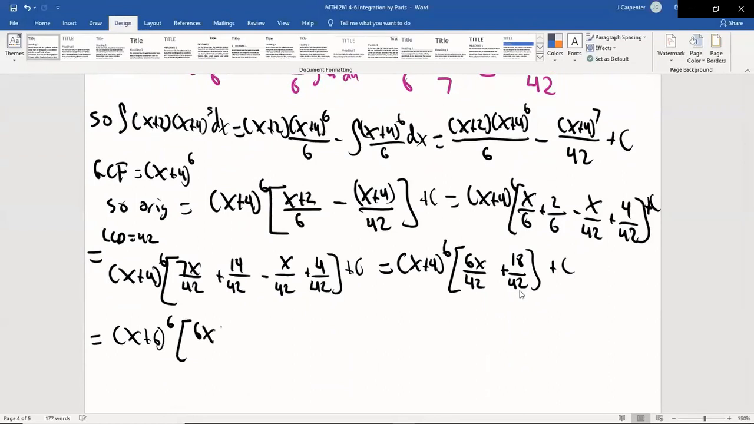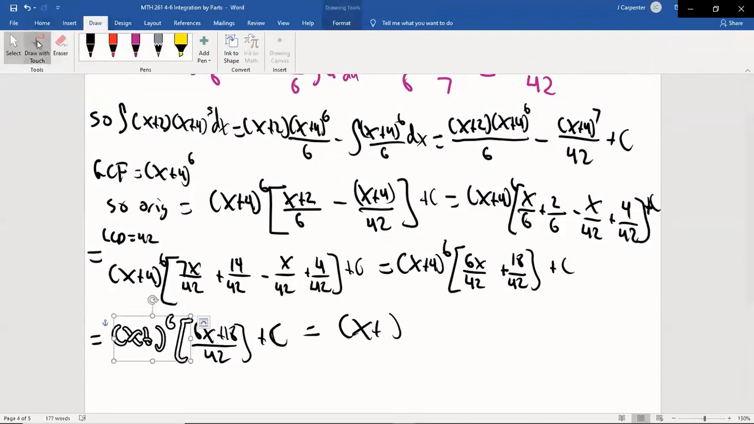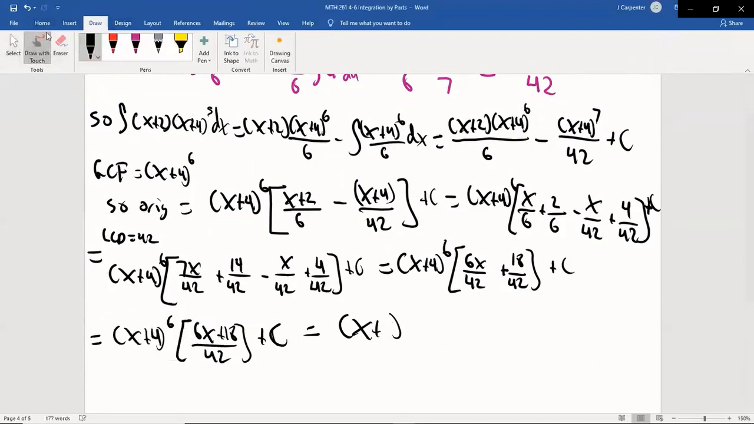So again, what I'm trying to say here is 6x plus 18 all over the 42, and then reduce as much as possible. C, final answer coming up, x plus 6, x plus 4, I gotta fix that. X plus 4, I'm going too fast. Oops, draw. (x plus 4) to the 6th, bracket, which could really be a parentheses now, and 2 goes in all of those, so that's a 3x.